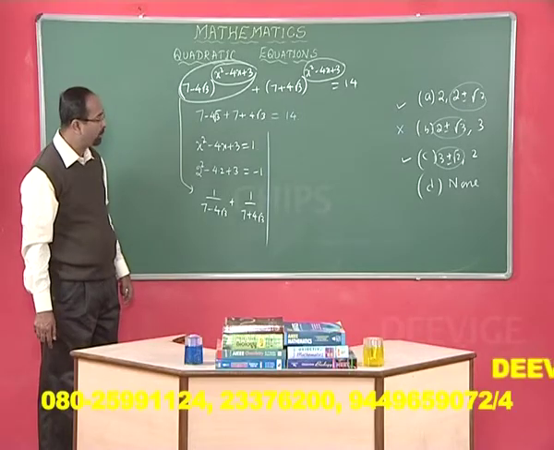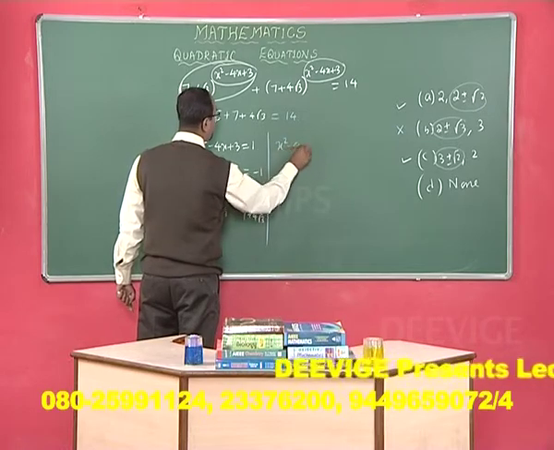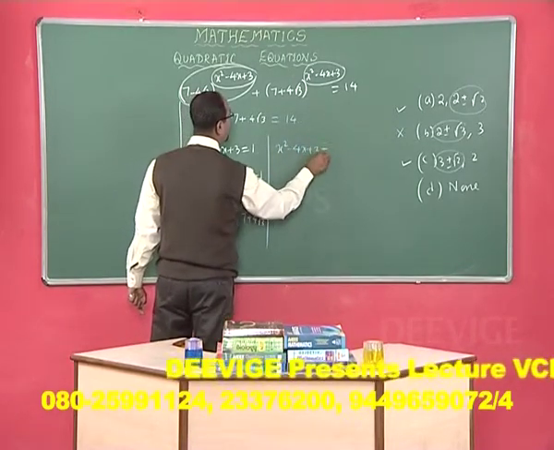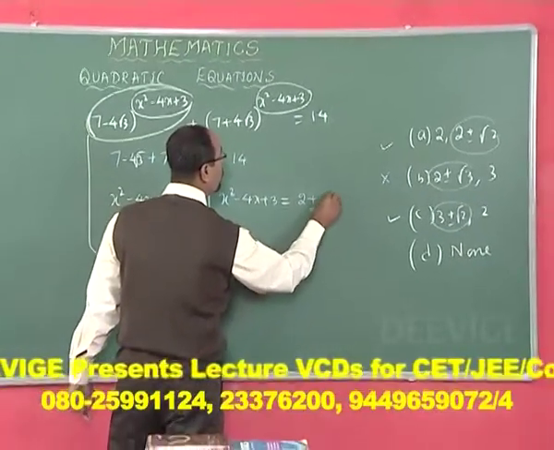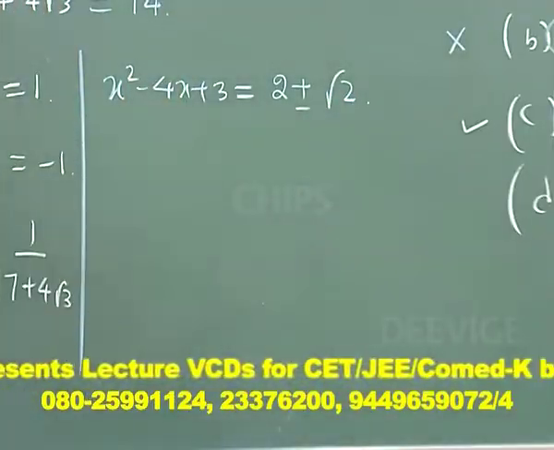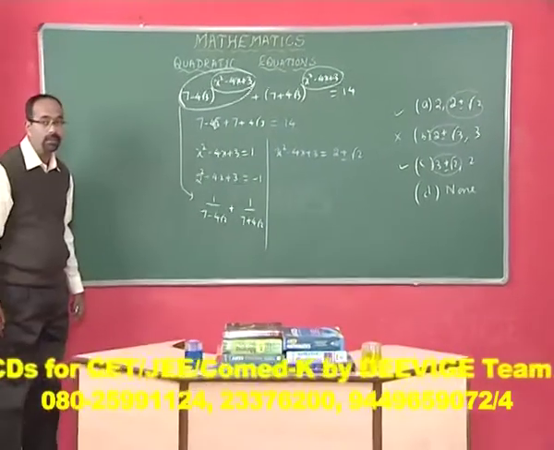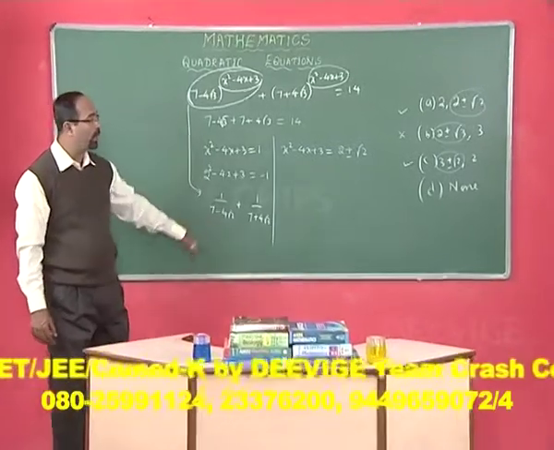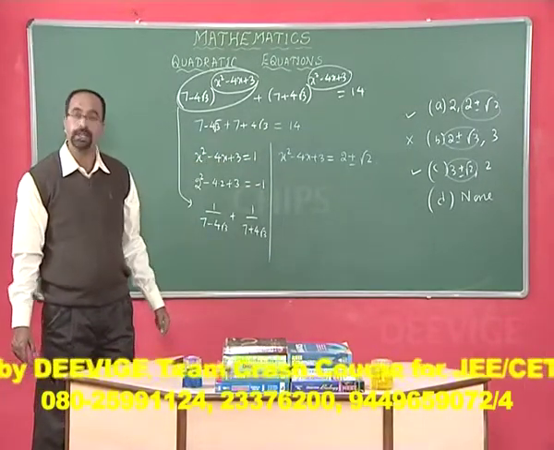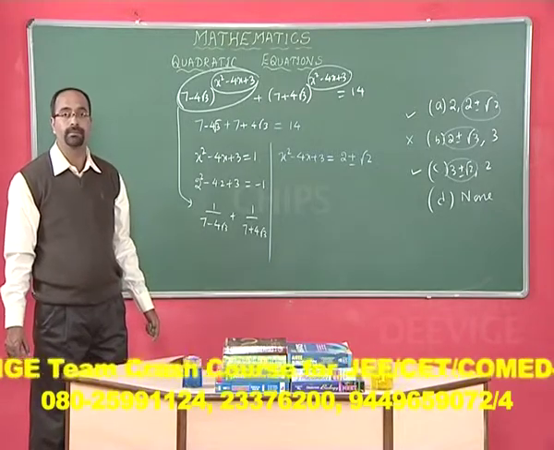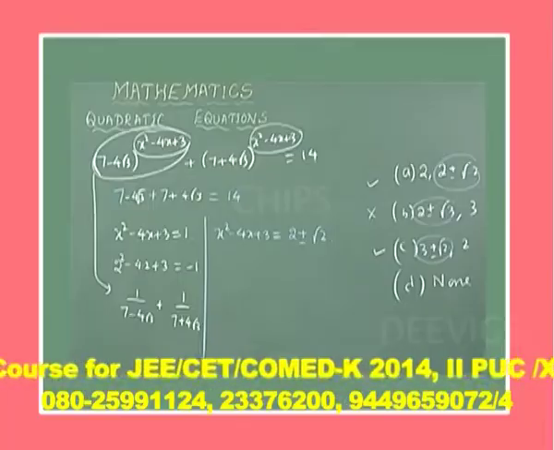There is a very simple method. What is that? Equate x square minus 4x plus 3 to 2 plus or minus root 2. Find out the values of x. If you are getting this as 1, then that is correct. Otherwise, option C is correct. That is left to you to verify. If both are not correct, then option D must be right.